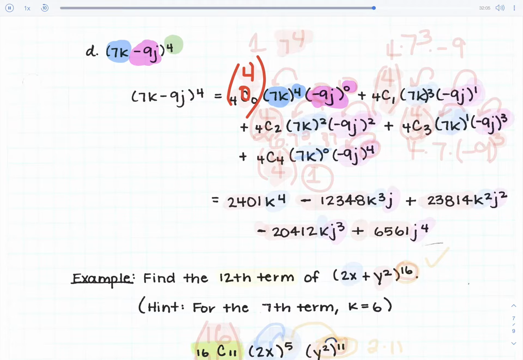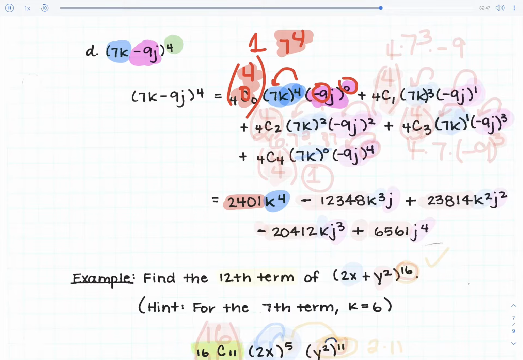We've got the 4 with the 0, which is going to give us just 1. But we also have a 7 to the fourth here. And technically raised to 0, we have a negative 9 to the 0, but we already said anything raised to 0 is also just another 1. So we really just end up with the 7 to the fourth, which is 2,401. We also have this k to the fourth power. We said that the j was to 0, so we don't end up with any j's yet.